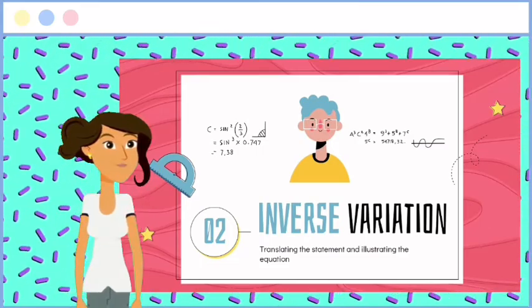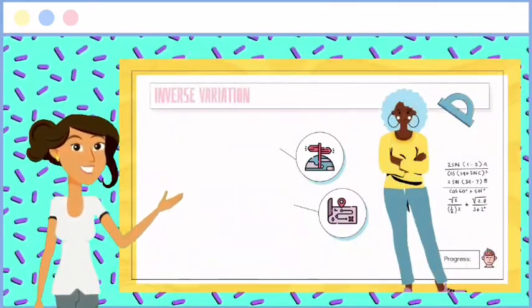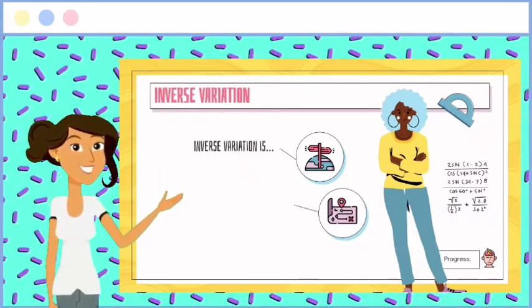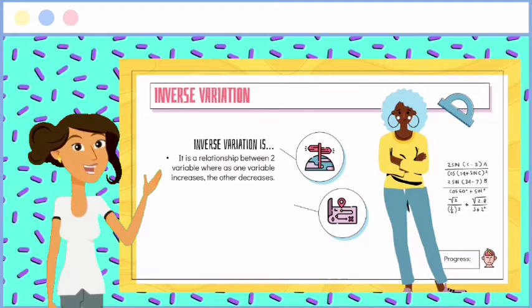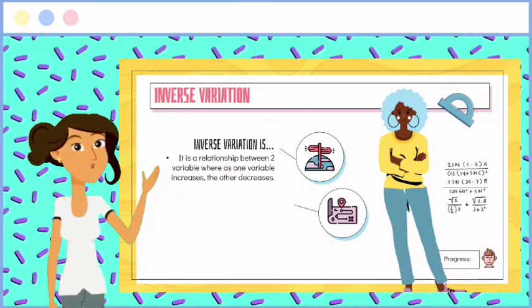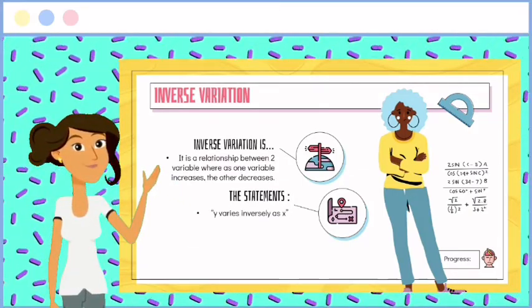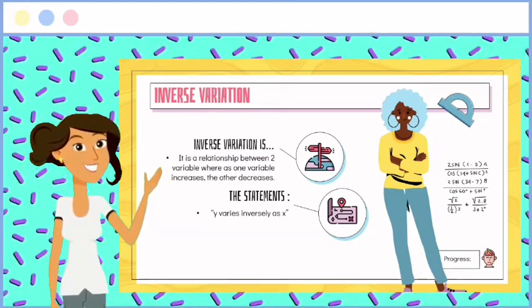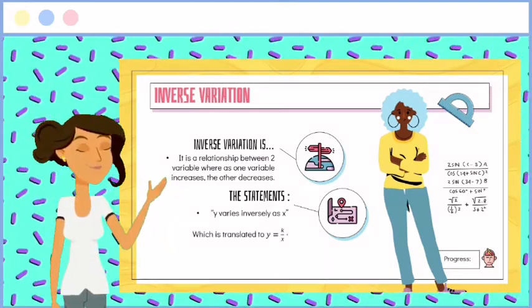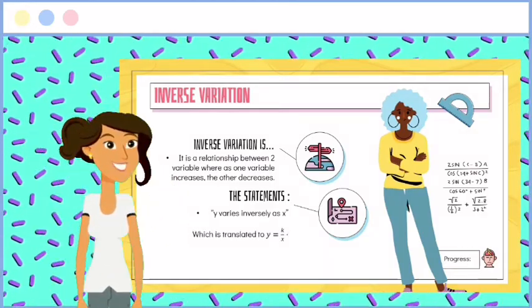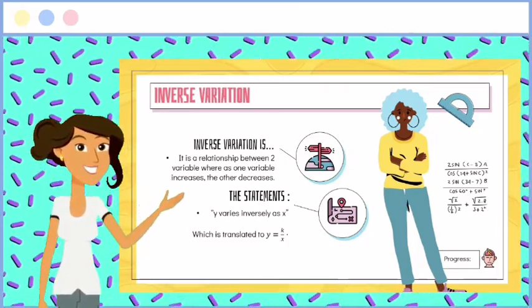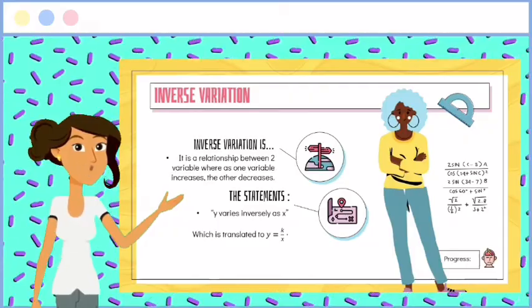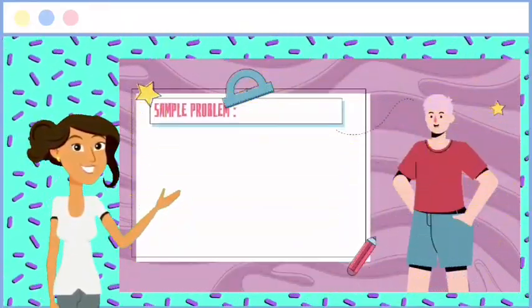So the next one is inverse variation. Inverse variation states that as the other variable increases, the other one decreases. And the statements that we will usually encounter is y varies inversely as x, which can also be illustrated as y is equals to k over x, where k is represented as the constant of variation. So here are the sample problems.